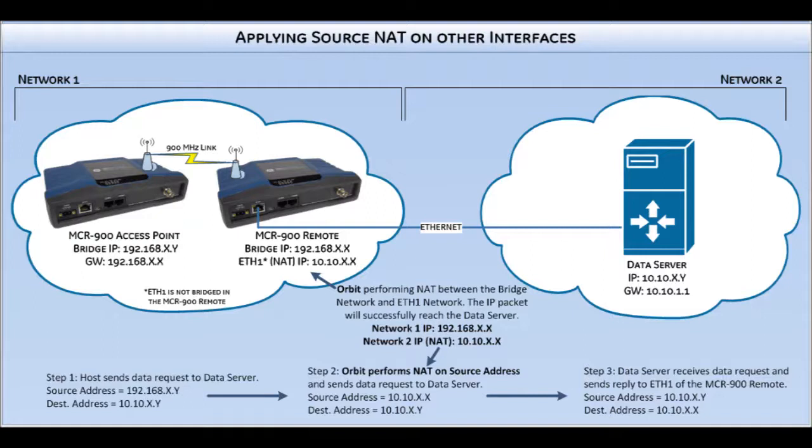When the MCR 900 access point requests data from the data server, the remote NATs the source address, giving the data center connectivity back to the access point. If NAT was not enabled on the remote, then the data center would try to reply using the destination address of 192.168.x.y. It would not know where to send this packet, so it would be sent out its default gateway. The MCR 900 access point would never get the requested data.